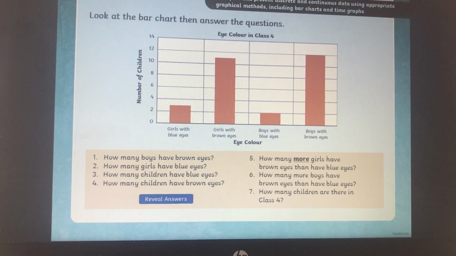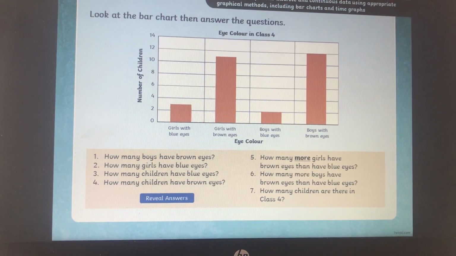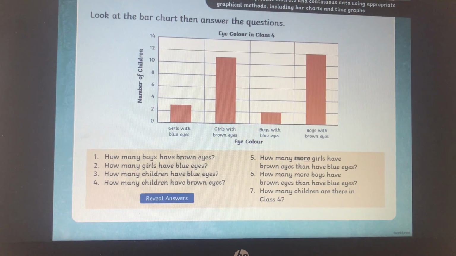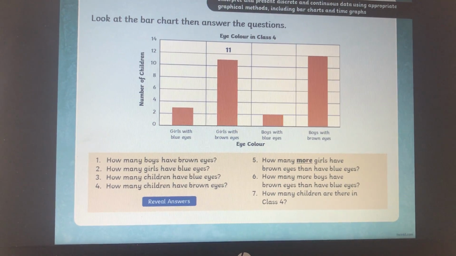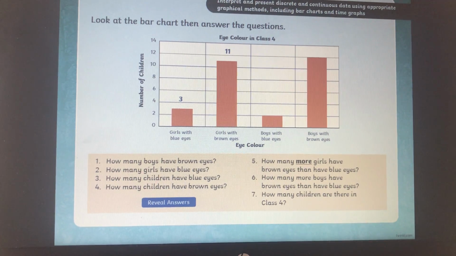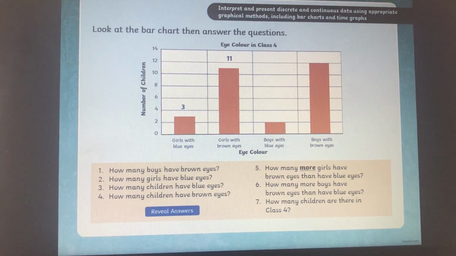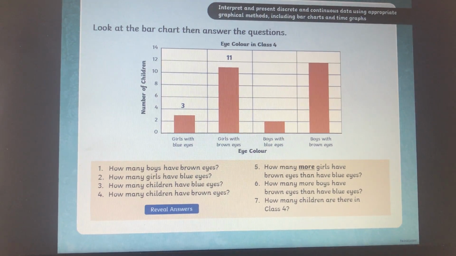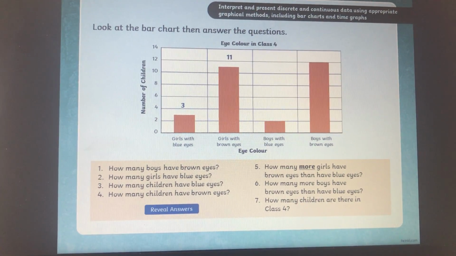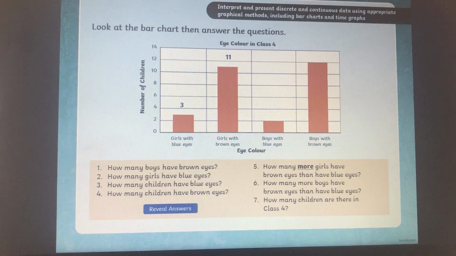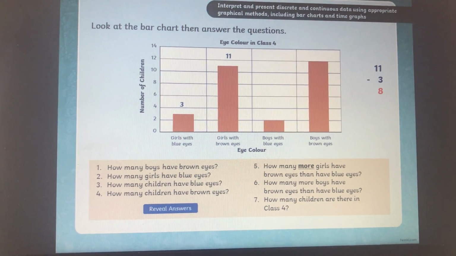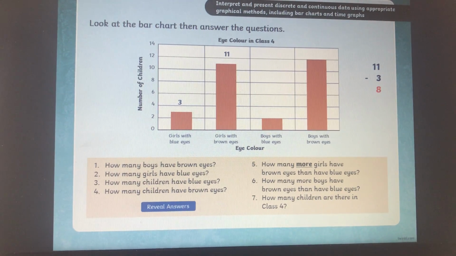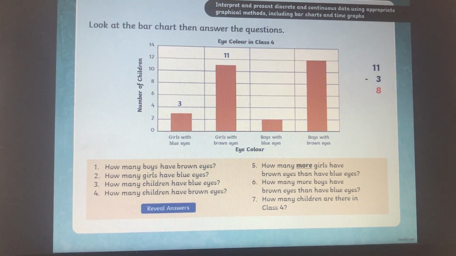This time our question reads, how many more girls have brown eyes than have blue eyes? We will need to look at how many girls have brown eyes and how many girls have blue eyes and take the smaller number away from the larger number. 11 take 3 equals 8. 8 more girls have brown eyes than have blue eyes.